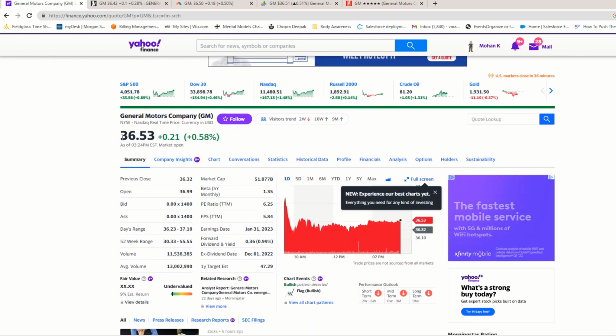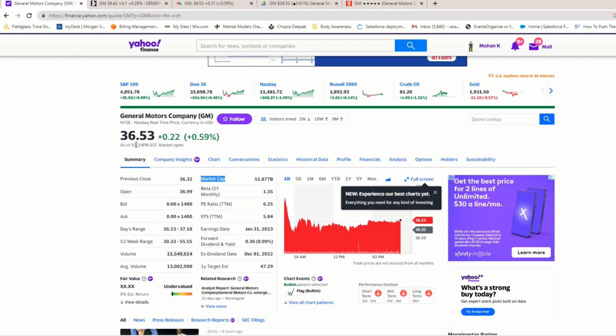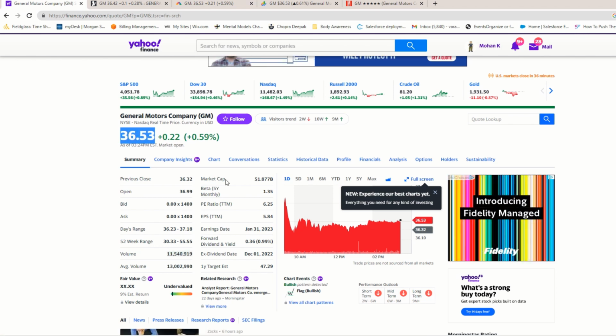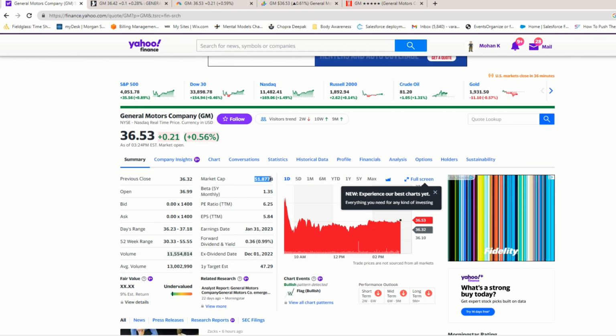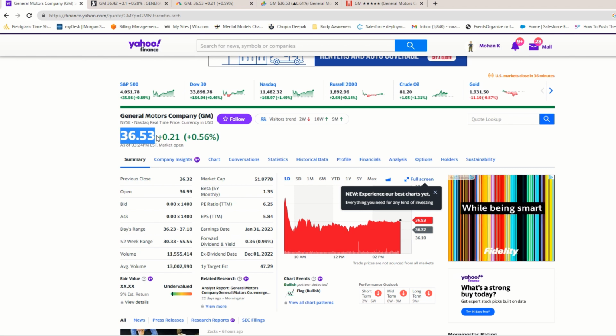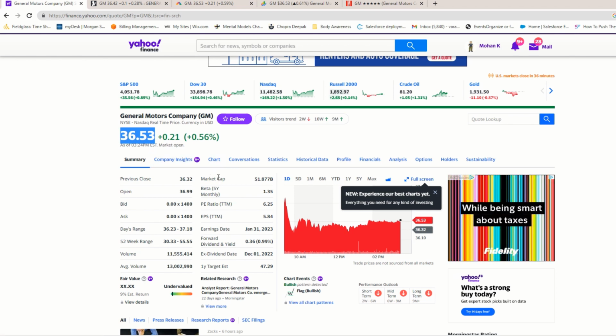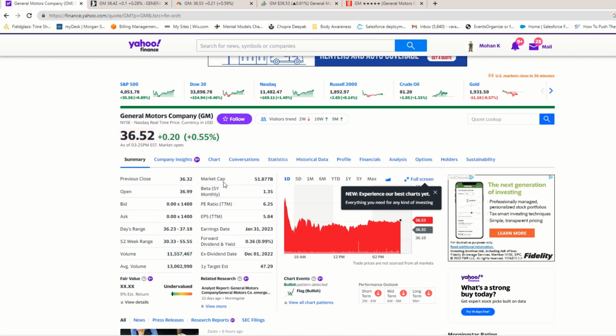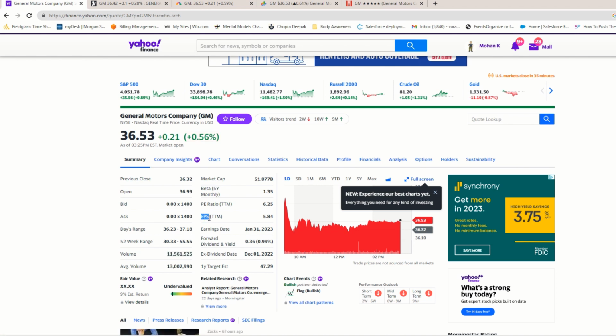The first thing you see is the market cap, that is for the whole business, which is 51.877 billion, and on a per share basis, which is $36.53. So the whole business divided by the number of outstanding shares gives the 36.53 per share. The number of outstanding shares is not shown here; I will show you later. Then we have the earnings per share, which is 5.84, and then we have the PE ratio, which is 6.25.